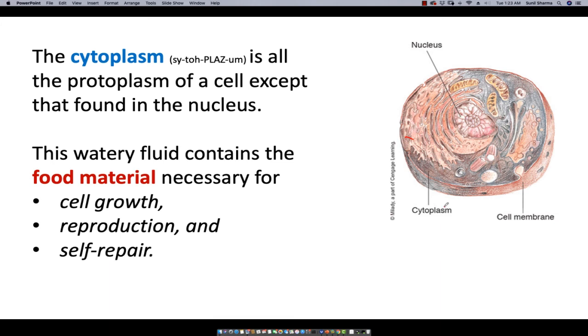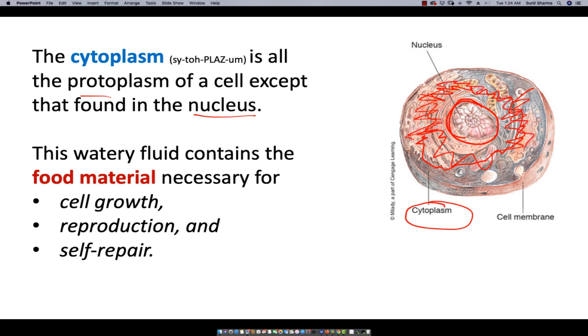Cytoplasm, as we talked about, is all the protoplasm of the cell except that found in the nucleus. So the first half of the protoplasm that is here, as long as we don't go inside the nucleus, all this is called cytoplasm. So it is protoplasm, but this half is called cytoplasm. Again, this will be called nucleoplasm, and let's take a look at that.